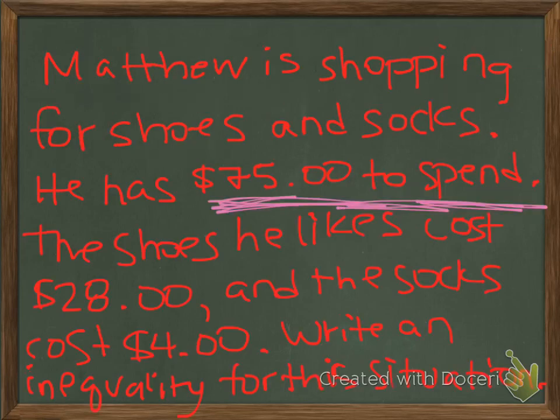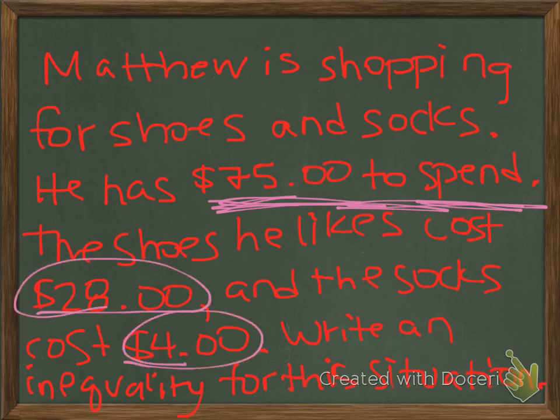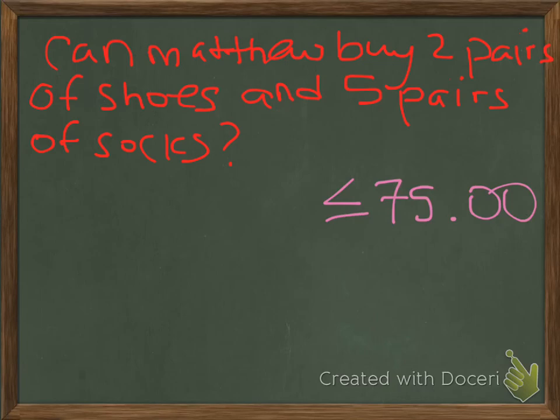The shoes he likes cost $28. The socks cost $4. We don't know how many shoes and socks he can buy, so we're going to just do by price $28 for the shoes, which we could do x, plus $4 for the socks, which we need to do a different variable because they're different things. And we have our inequality.